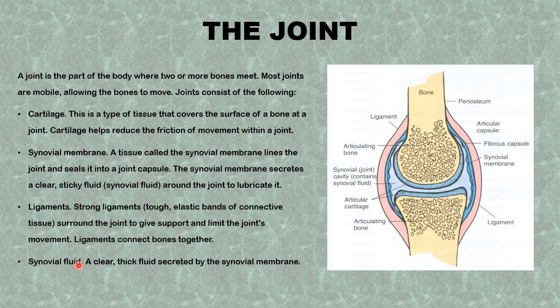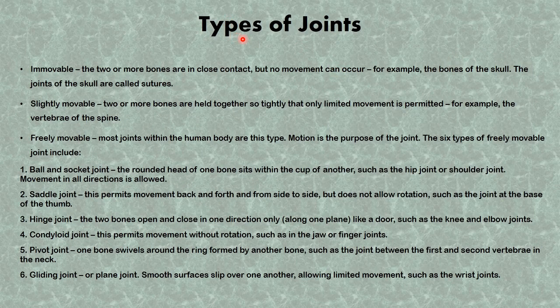Now we talked about the synovial fluid, which is a clear thick fluid secreted by the synovial membrane that helps to lubricate the joint. Now this is an example of a typical movable joint with its parts. Now we are going to be looking at the types of joints. Now we generally have 3 types of joints. We have the immovable, slightly movable, and freely movable joints.